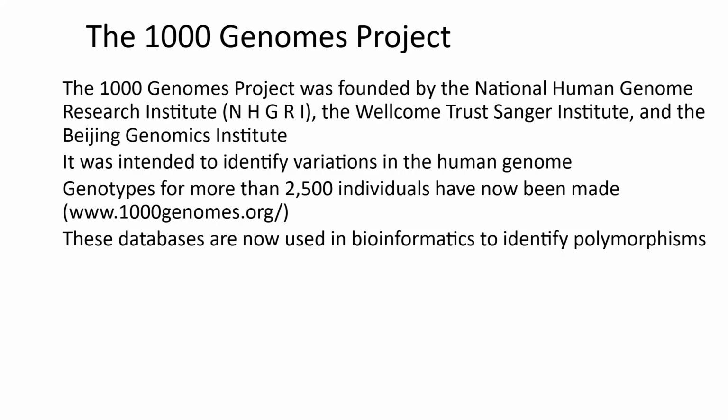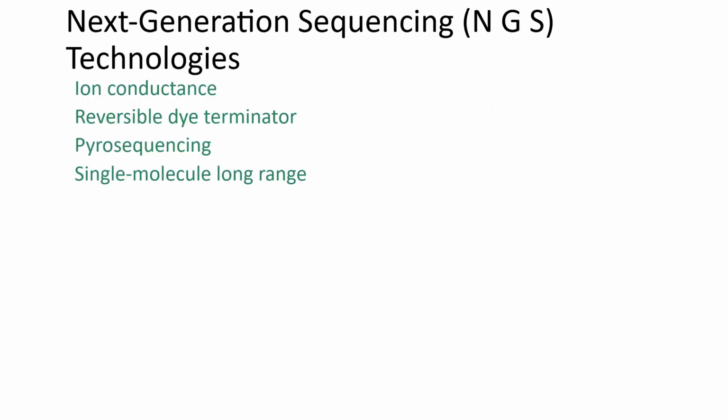So polymorphisms have to exist in at least 1 to 2% of the population. So 1 to 2% of the 2,500 individuals should have this in their genome for it to be considered a polymorphism. Next generation sequencing technologies.